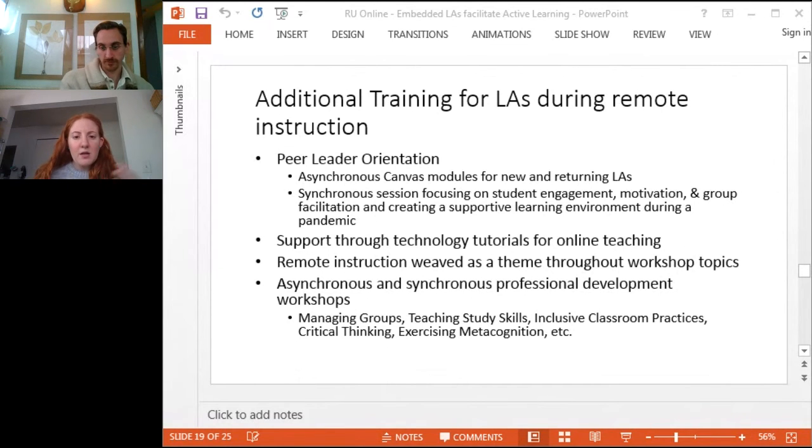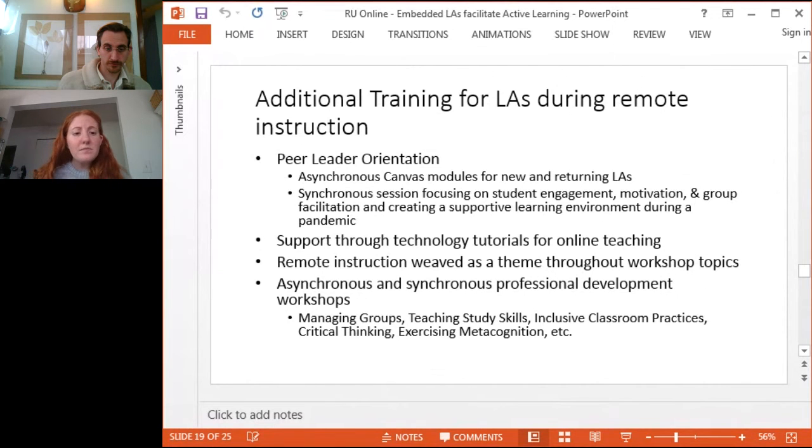And this focuses on topics such as student engagement, motivation, and group facilitation, as we see those are 3 of the most impacted aspects when it comes to teaching and learning for online, and also how to create a supportive learning environment during a pandemic. Of course, this is still a process that we are all living and learning through, but having the LAs spend a bit of time reflecting on what they've experienced up until this point as a student and how they can help students who are in their own sessions to relate, to connect, to form a sense of community.